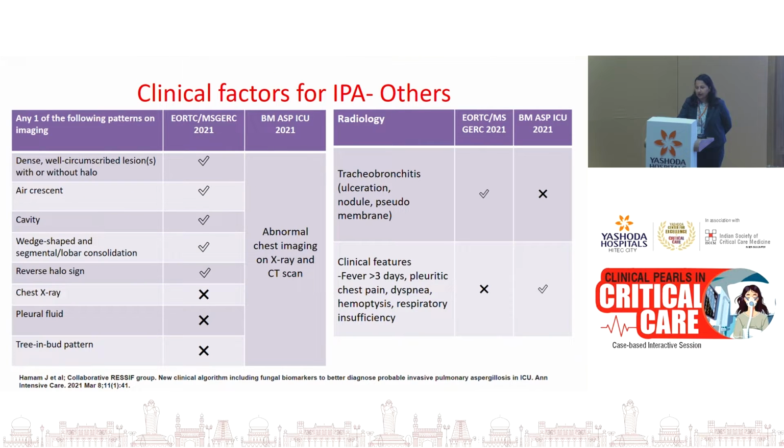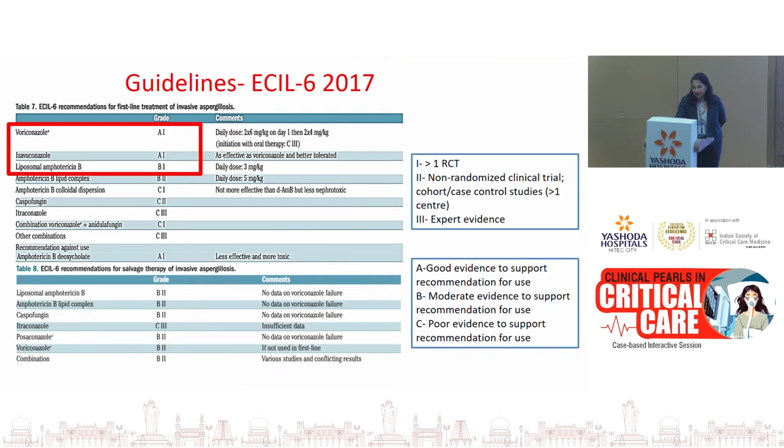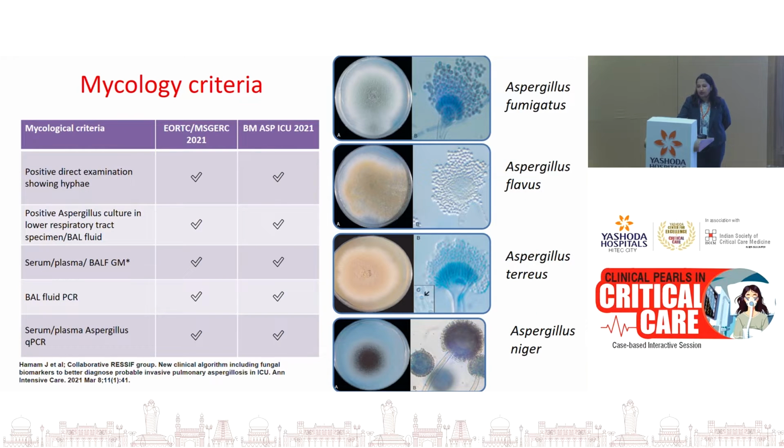The clinical factors included in the EORTC criteria include, on the CT scan, well-circumscribed lesions with or without a halo, air crescent sign, presence of a cavity, and wedge-shaped lesions. The mycological criteria include the presence of positive direct hyphae on the specimen, or a positive culture; these are essential for proven IPA.